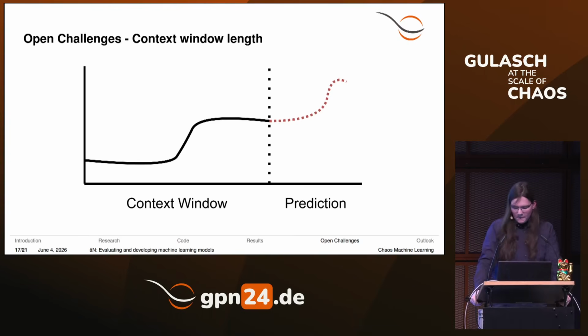Now, another problem is the context window length in time series prediction. So what you see here is on the x-axis time, and on the y-axis some kind of signal. And your task in time series prediction is that you have some kind of known signal for the context window, and then your task is to predict it for the prediction window. Sounds easy enough. However, it has been shown that for a lot of models, increasing the context window size only improves model performance to a degree, and after that, it can even degrade it. And now, why is that?